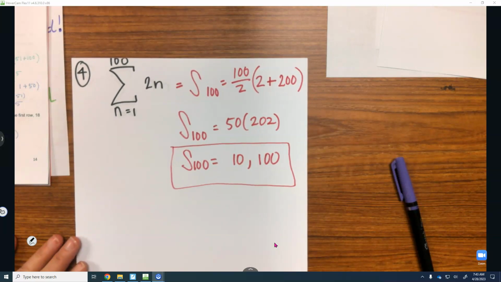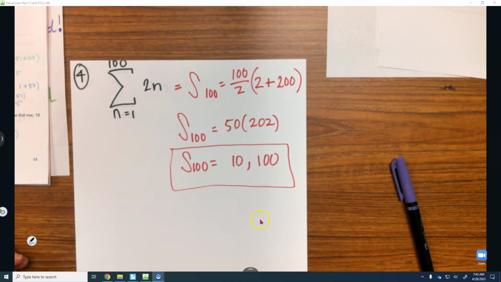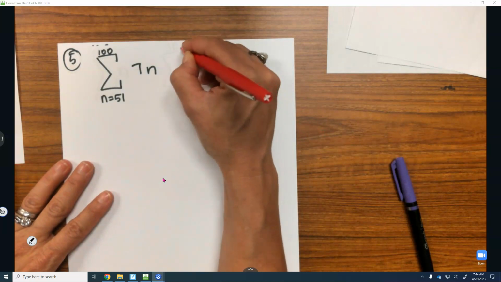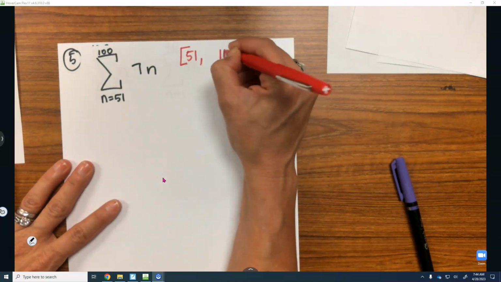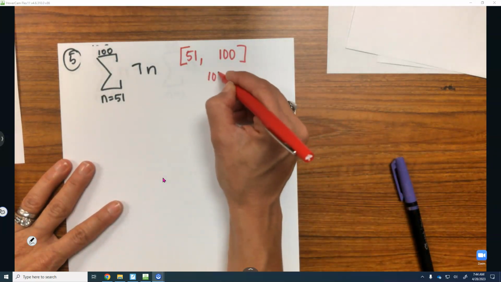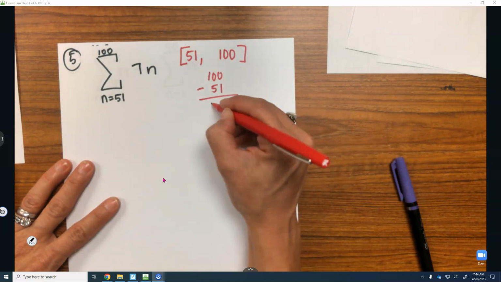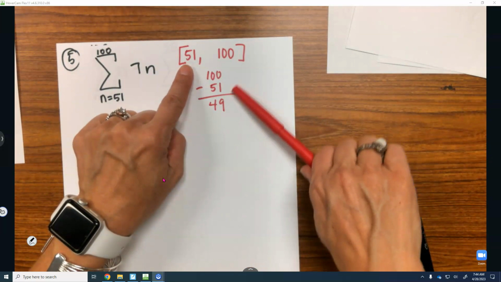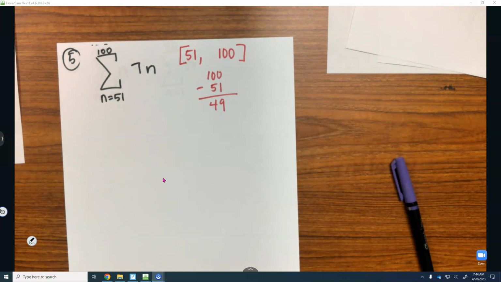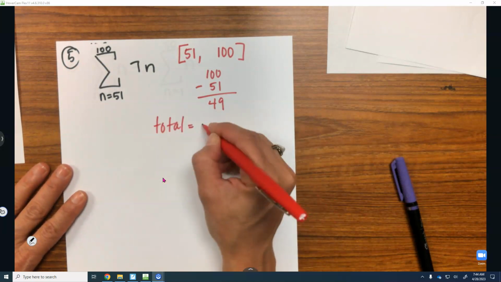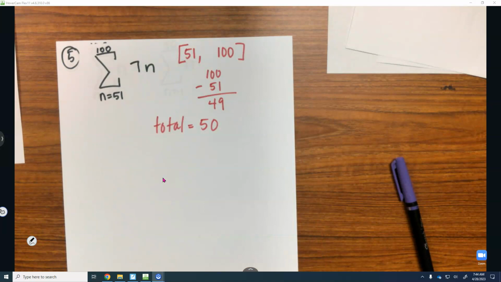You know what? Number 5 looks just like number 4, so I'm going to ask you to do that on your own. 51. It doesn't start at number 1. So again, guys, 51 up to 100, we're including those values. Now, if I did 100 minus 51, I would get 49. So after 51, it would be 49 numbers to 100, but we're including 51. So our total numbers is 50 because we're including 51.